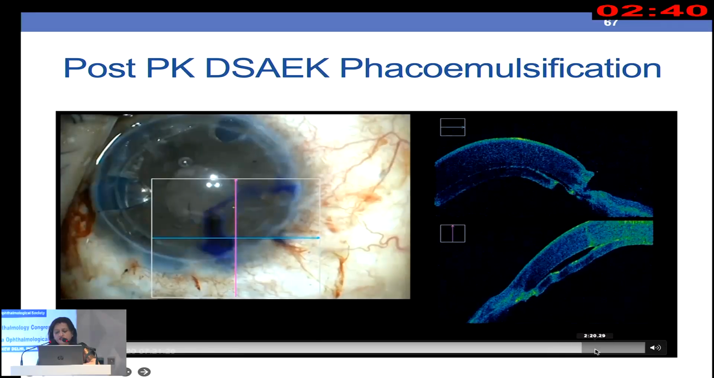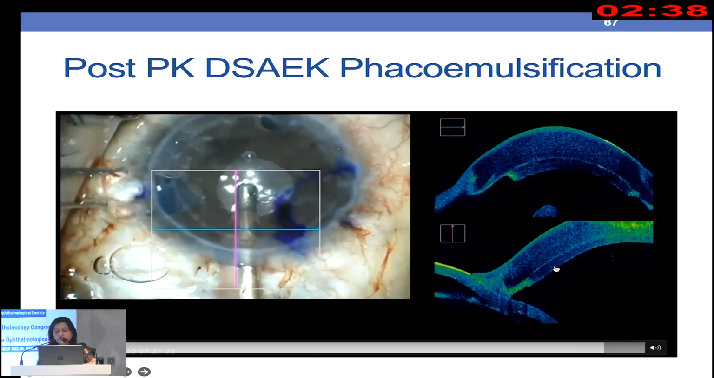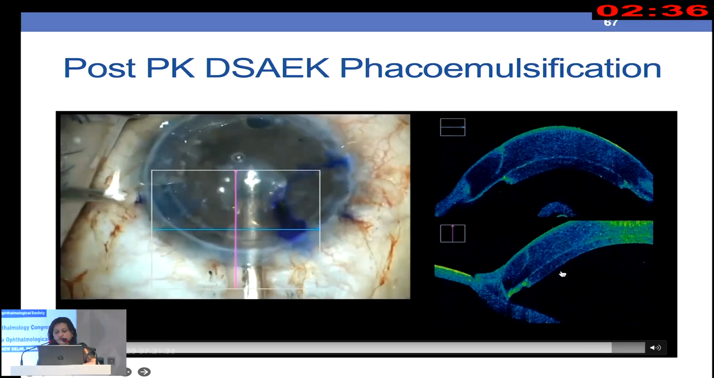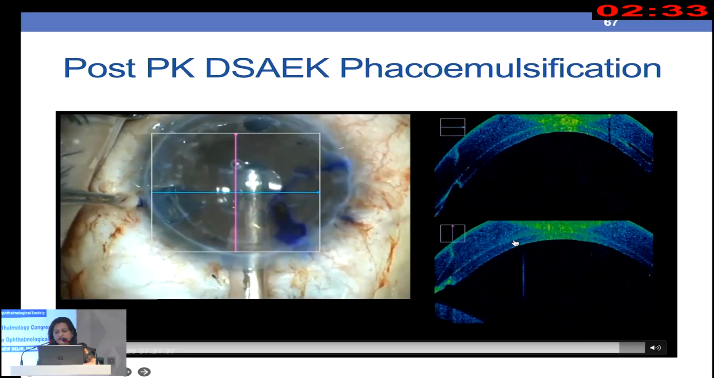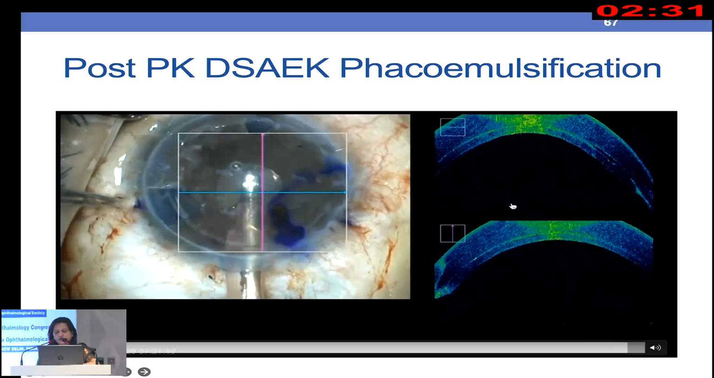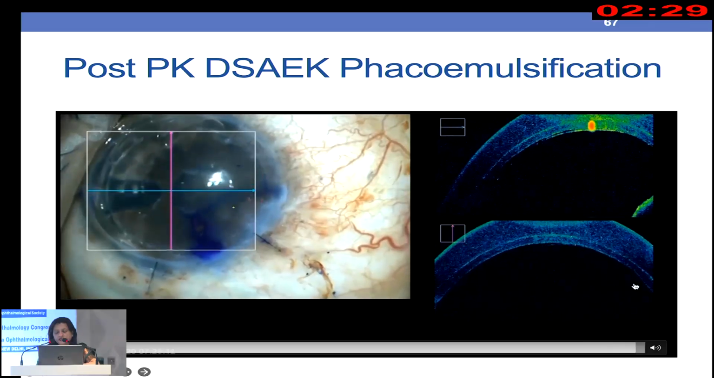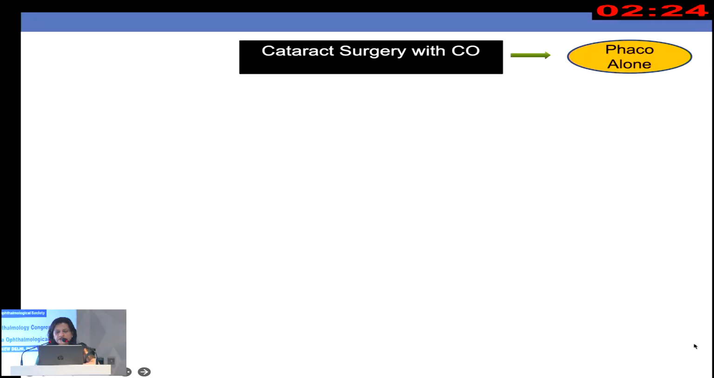So at the end of the surgery, you have to put the air bubble so that the graft, after putting the aspiration and putting the air bubble, will get attached to the penetrating keratoplasty which had been done earlier. So I think this is the algorithm we follow.